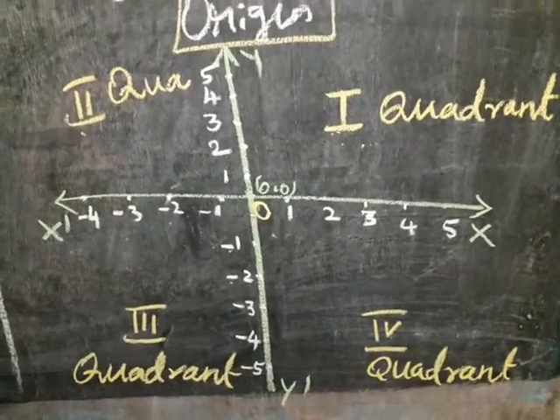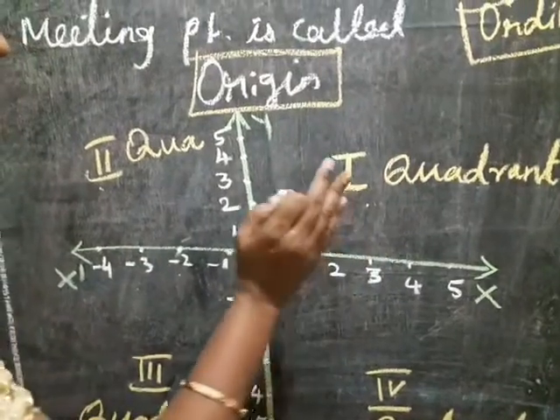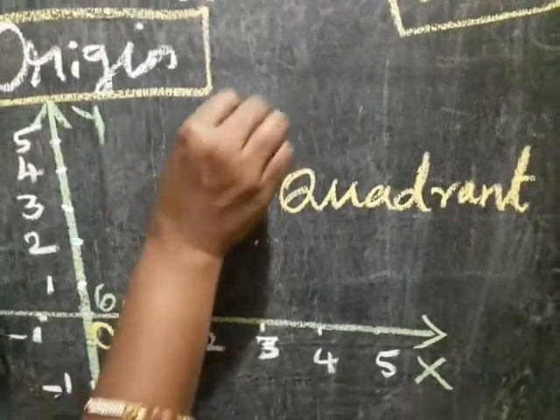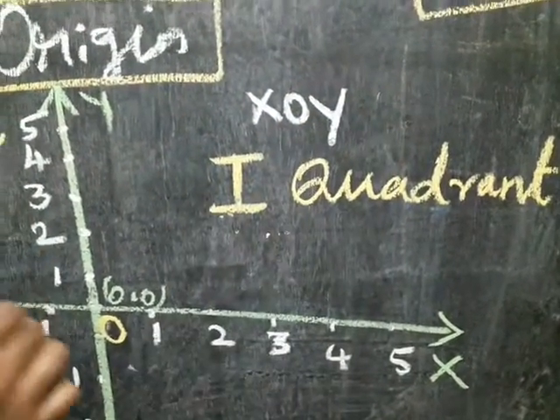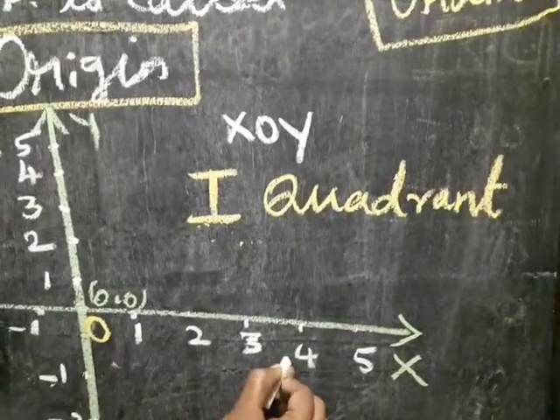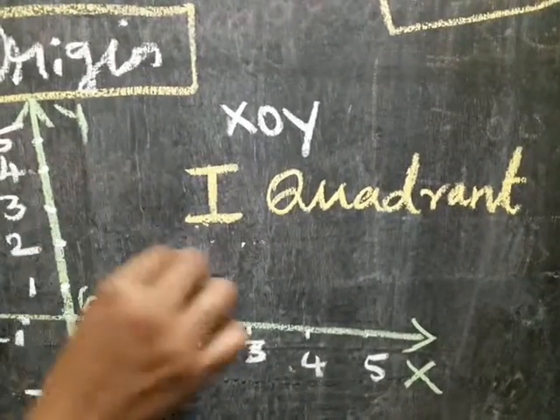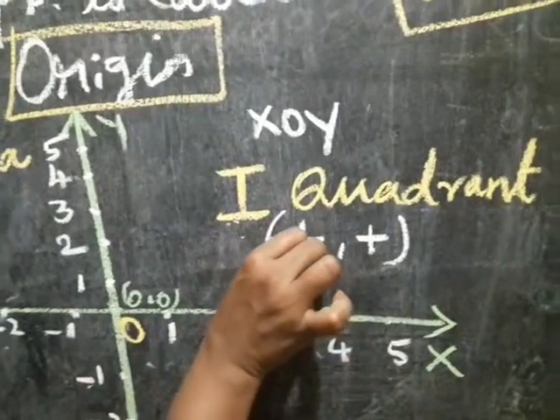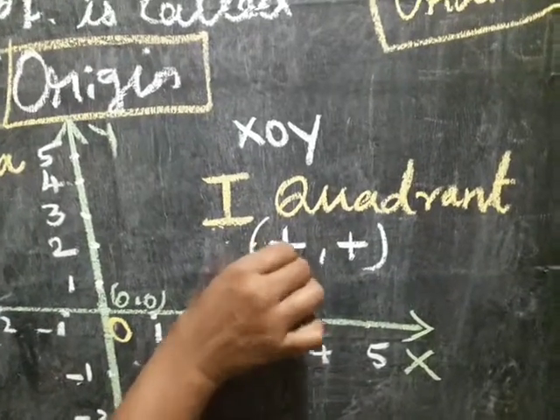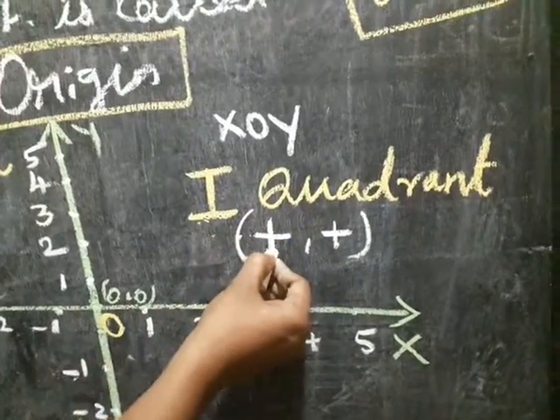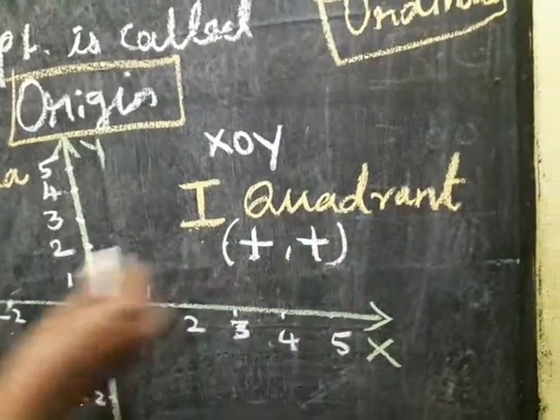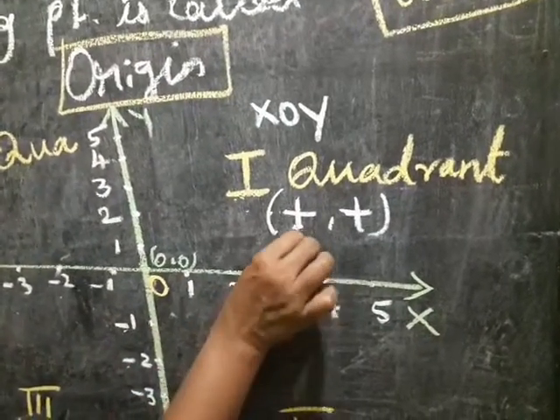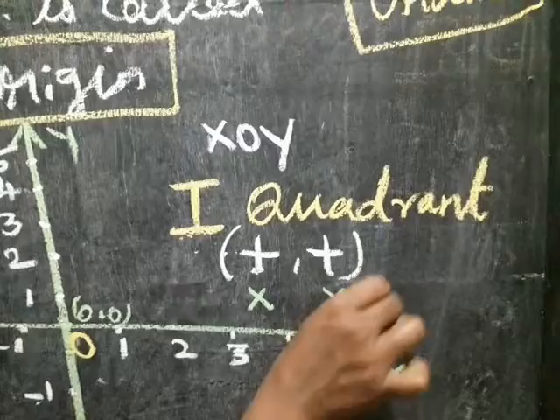Okay, dears. Now we have considered the first quadrant sign. How to write? See the x, o, y. The first quadrant is the x, o, y region. So the x value is plus, the y value is plus. So you have to write the sign plus comma plus. The first value is the x value, the x coordinate. How to read the value? This is the x coordinate. This value is the y coordinate.